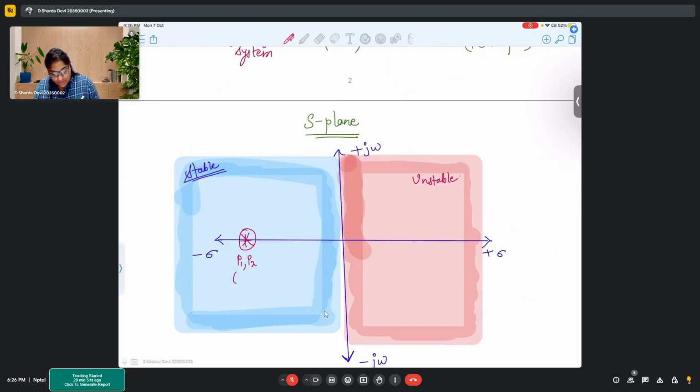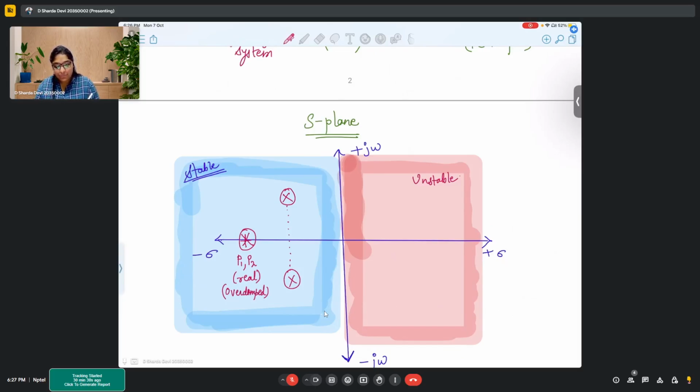So only real roots. That means this is an overdamped system, right? Now let's say I have two poles, one over here and another over here, because whenever you have poles in the form of sigma plus j omega, most of the time they are conjugate pairs. So if you have a positive part, it will have its mirror image on the negative side as well to balance that conjugate pair.